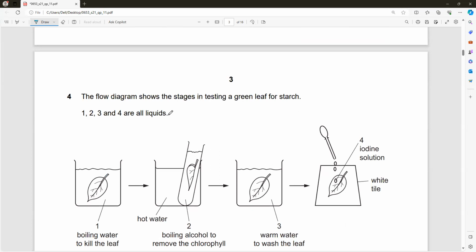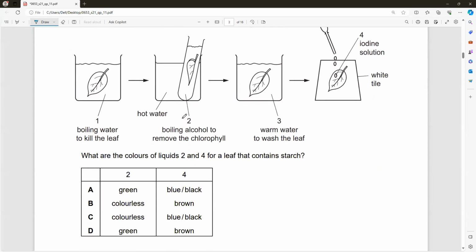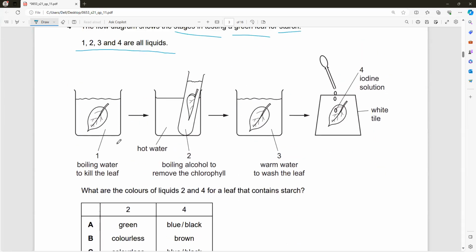The flow diagram shows the three stages in testing a green leaf for starch. This is from your experiment, your textbook only. 1, 2, 3, 4 are all liquids. Now, first, boiling water to kill the leaf, boiling alcohol to remove the chlorophyll, warm water to wash the leaf, iodine solution, white tile. So that is the four stages.